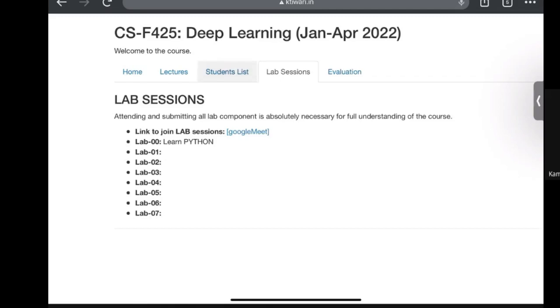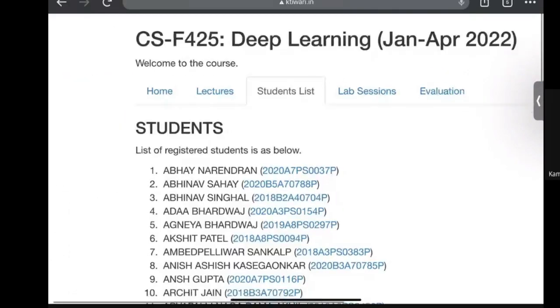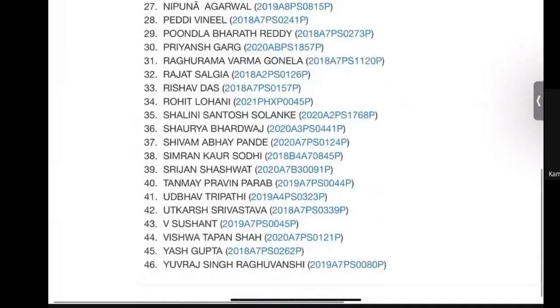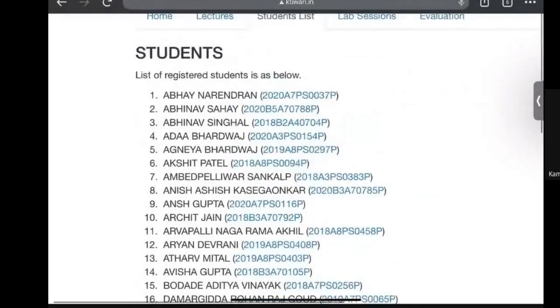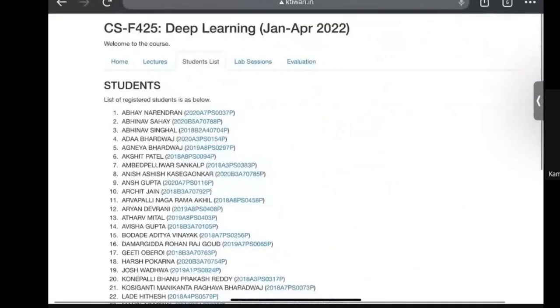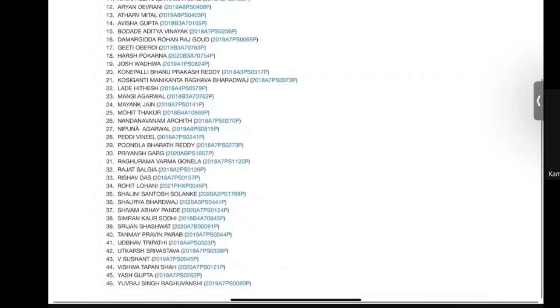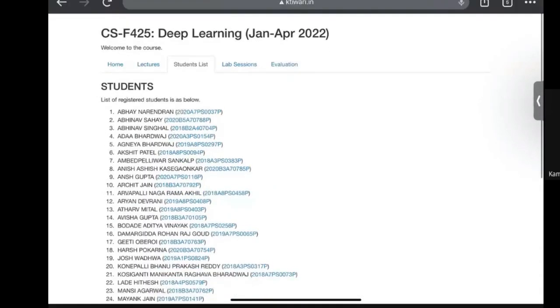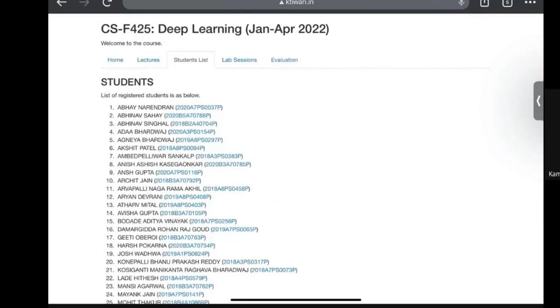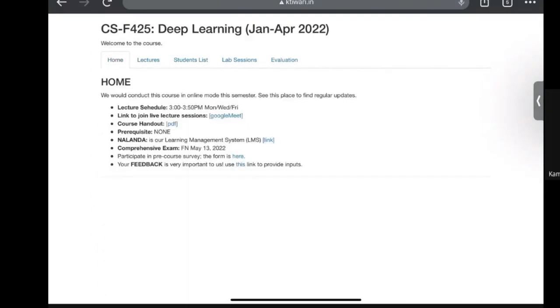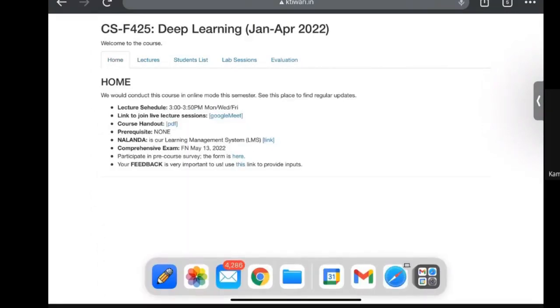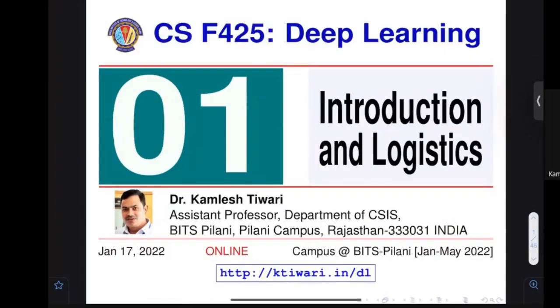There is a student list, and I encourage you to find your name in this particular list. The people who are here will be sent the regular information about the course. Even if you are attending the course as an auditor, if you wish, I can add your name over here. It is not just the people who are registered, but definitely the people who are registered, their name should be inside this list. All right, so what we have understood is that there is a course web page.